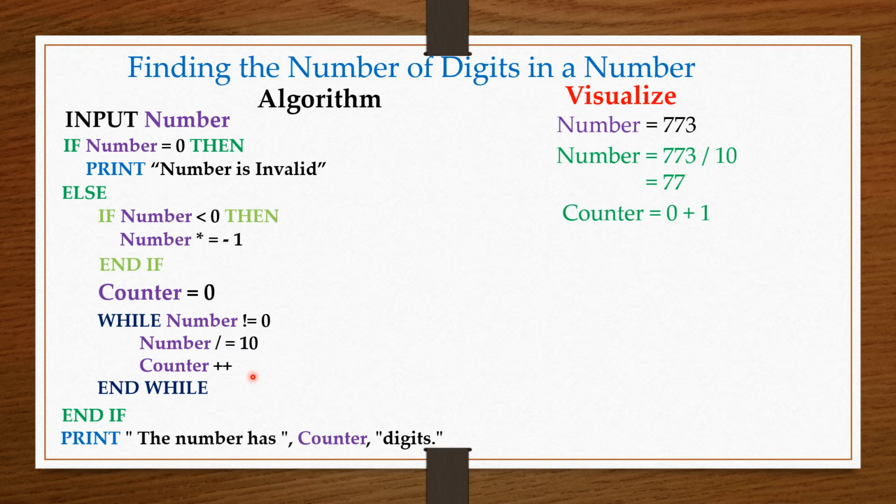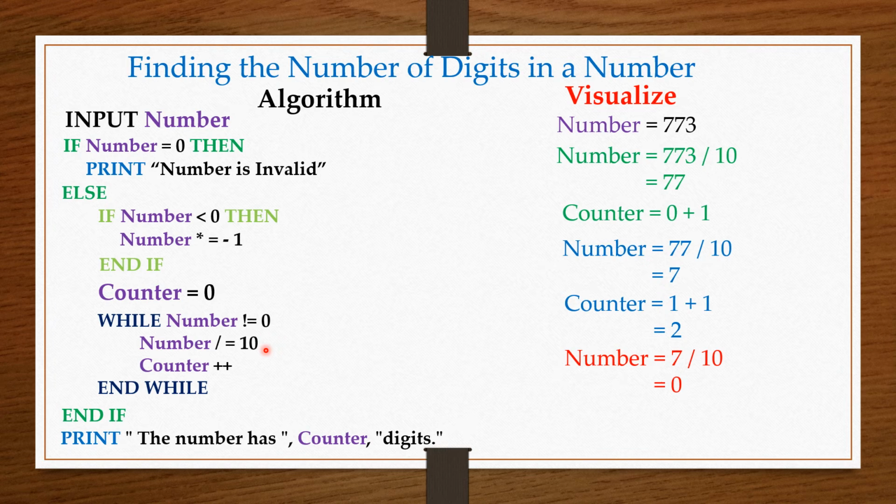Now, to enter the loop again, the number must not be 0. 77 is not 0, so I can enter the loop again and divide 77 by 10. Now I get 7. And when I divide, I increase counter by 1, so counter becomes 2. Now 7 is not 0, so I can enter the while loop again. 7 divided by 10 gives me 0. I increase counter by 1, so counter is 3.